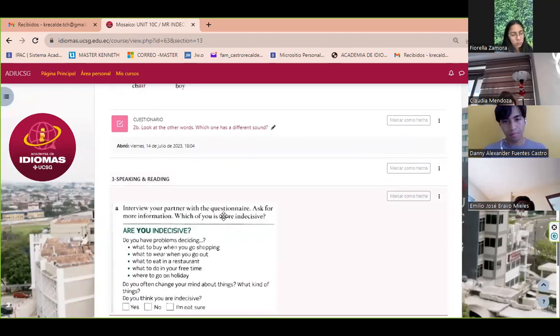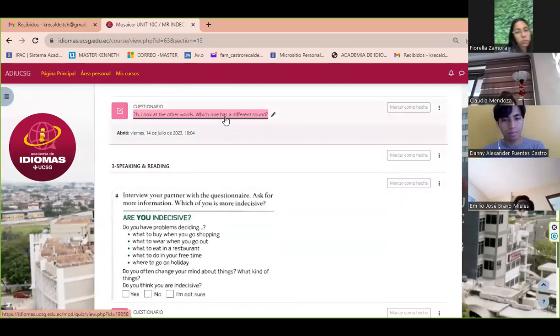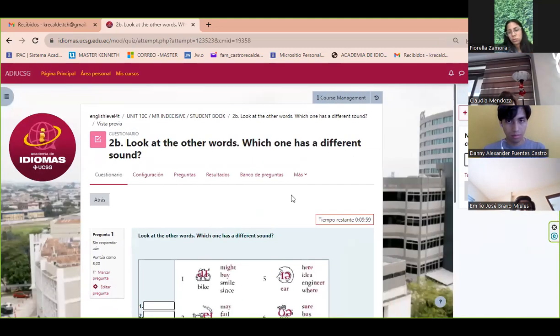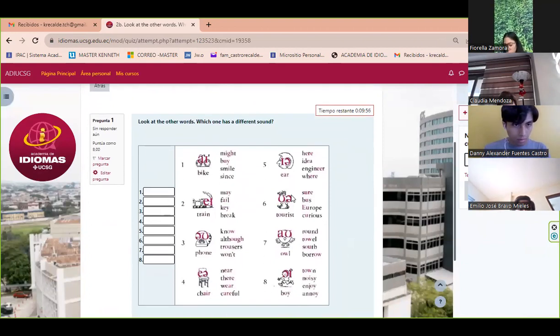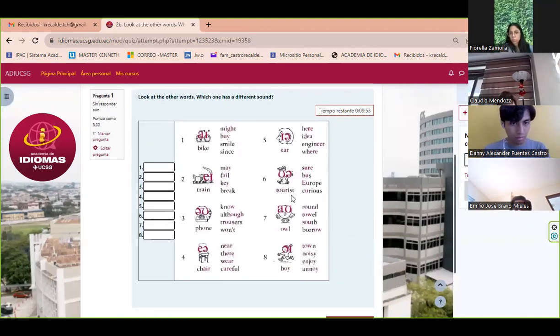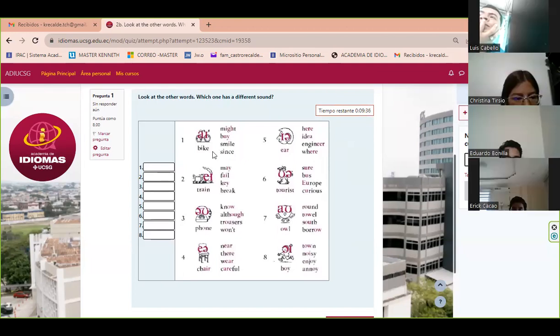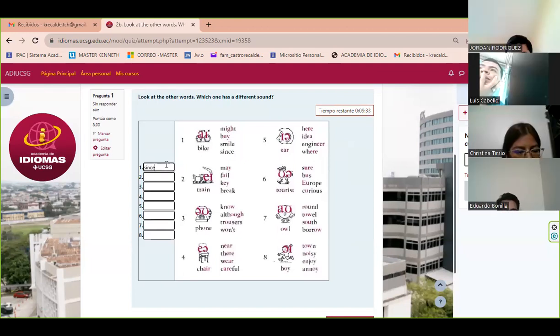It says, look at the other words. Which one has a different sound? Okay, let's see it. Remember the sounds that we listened to today? Which of these do you think have a different sound? For example, in number 1, I am going to help you with 1. Might, buy, smile, sings. Which one has a different sound? Sings. Excellent. So we put number 1, sings.